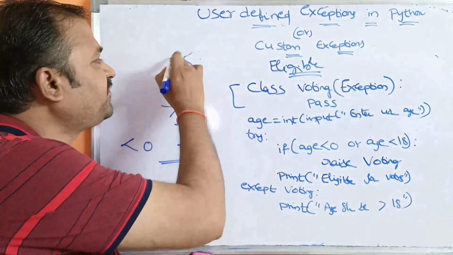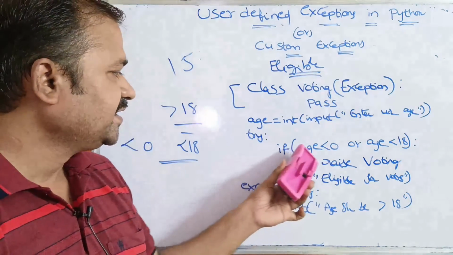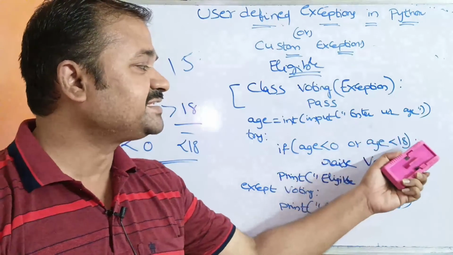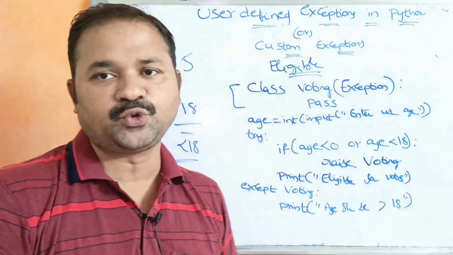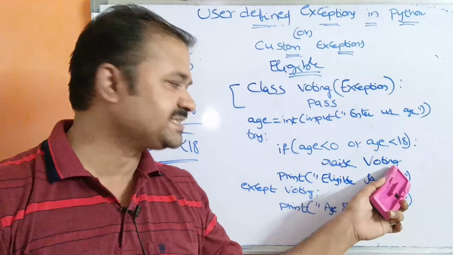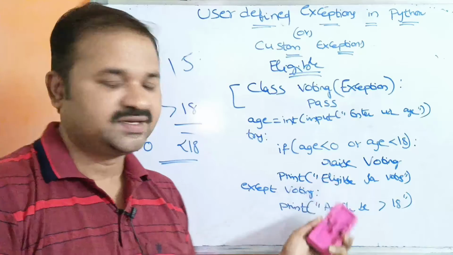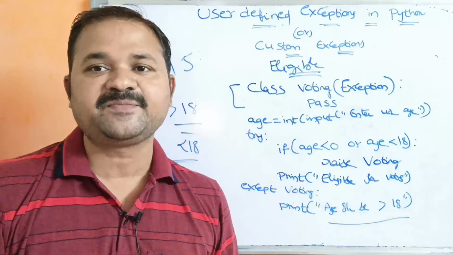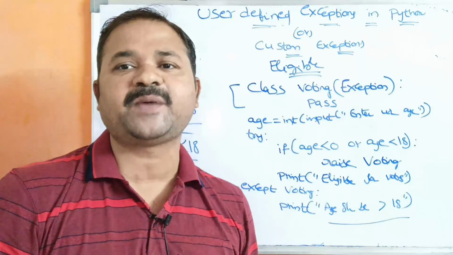Let the person's age be 15. So 15 means that person is not eligible for voting. Let us see here. If age is less than 0, 15 is less than 0, the condition is false. 15 is less than 18, yes, the condition is true. So false or true gives true with the or operator. So raise Voting. What is the purpose of the raise keyword? It raises the exception. So that exception will be thrown to the except with the Voting class. Voting is the user-defined exception class here. So "Age should be greater than 18" will be displayed. In this way we can create user-defined exceptions in Python programming.